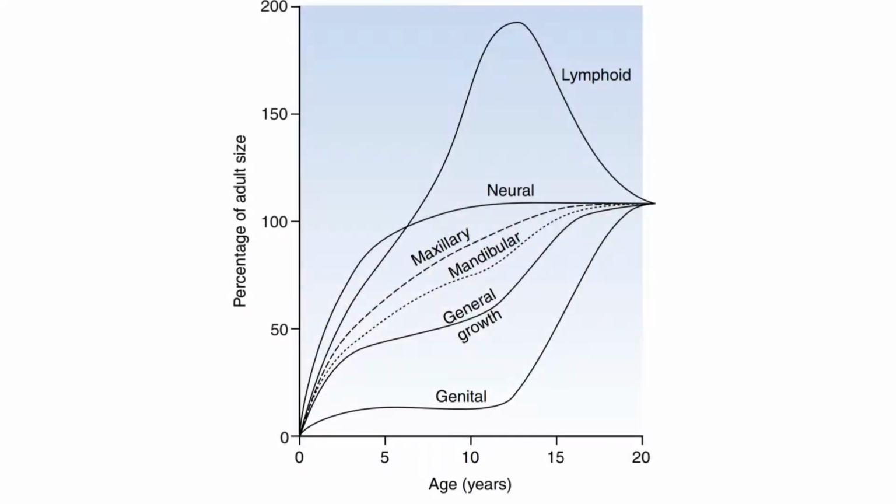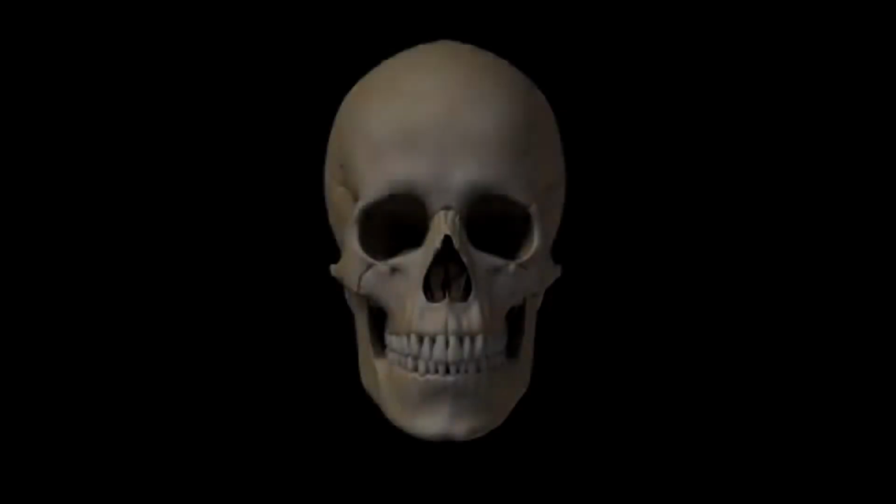The neural and somatic growth are the most relevant in terms of craniofacial growth. The maxilla and mandible follow a pattern of growth that is intermediate between neural and somatic growth, with the mandible following the somatic growth curve more closely than the maxilla, which has a more neural growth pattern.